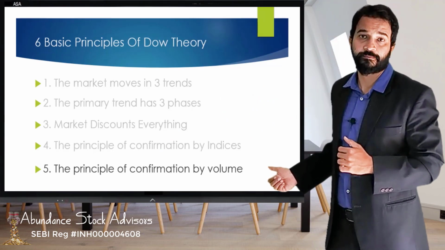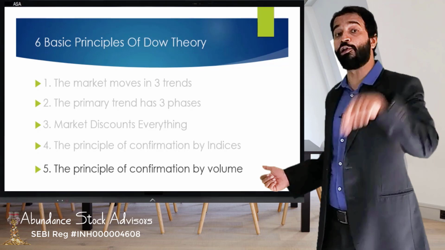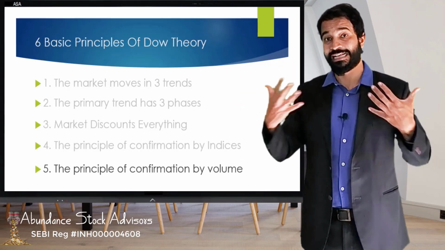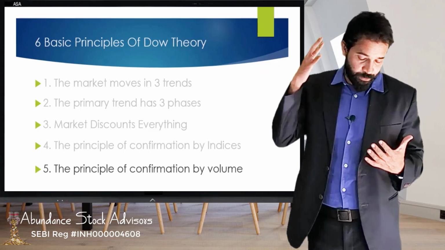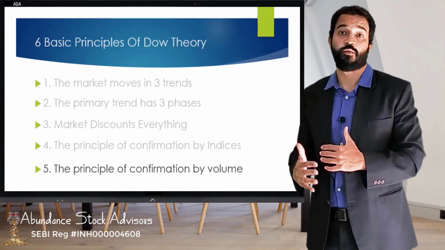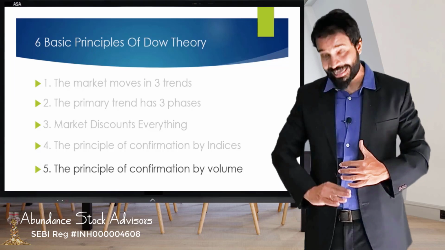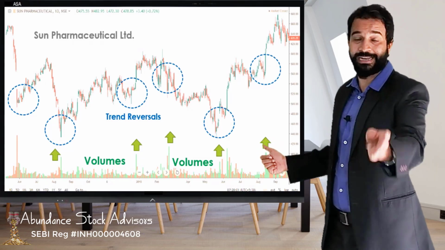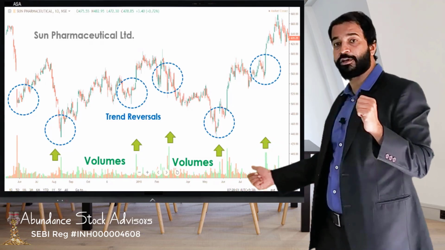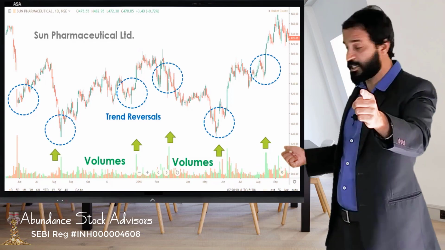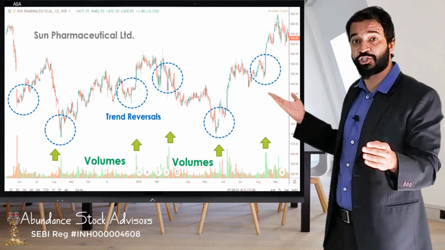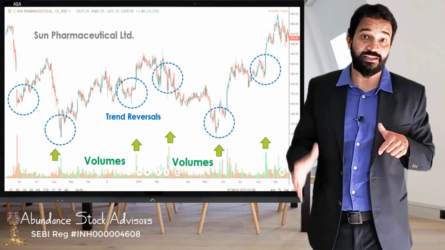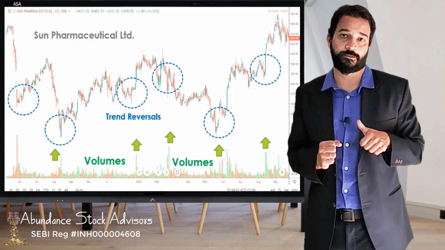Now the fifth principle, that is the principle of confirmation by volume. As per this principle, a trend with the support of higher volumes sustains for a longer period of time. This principle also indicates that the reversal in a trend would be successful only if it is supported by an increase in volume. Consider this chart of Sun Pharmaceutical Limited between May 2017 and September 2018. All major reversals in the primary trend, as seen by these blue circles, are supported by a sharp increase in the volume seen by those green arrows. This means that the trend change is successful and will last.